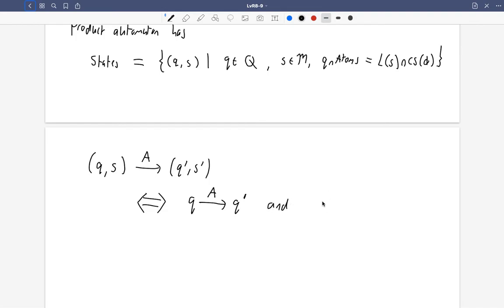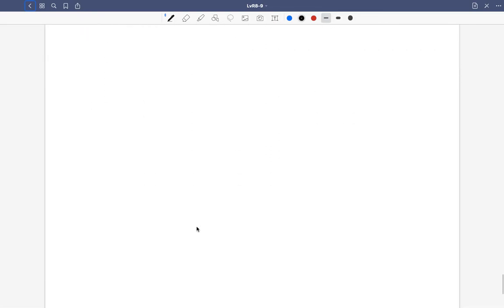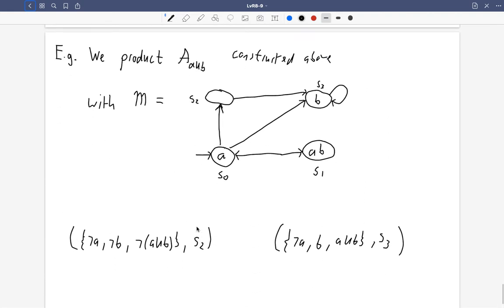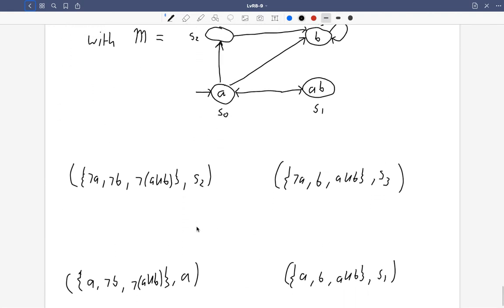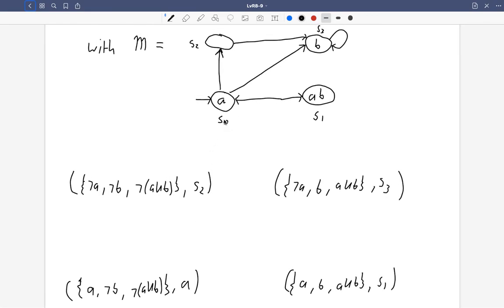And also we want to have a transition from S to S prime in the transition system. So we need to be able to make the step in both the Büchi automaton we're building from, curly A, and also the transition system that we're building from. So now if we go to our example, we can potentially have transitions from any of the S0.